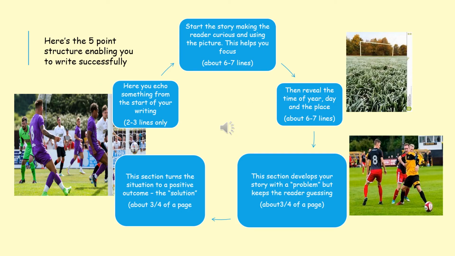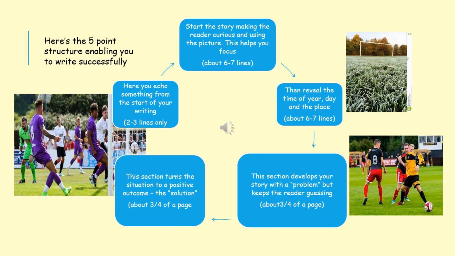Here's that 5-point structure that I've mentioned throughout the PowerPoint, set out as a flowchart. If we start at the top and move round clockwise, you will see that I've indicated the steps, plus a guide about how much you should be writing. That way you can check whether you're on track, whether you've spent too much time on one section or not enough, and so on. So let's look at the top. Start the story using the picture, which helps you to focus. In this case, we started the story in the changing room. The second step, revealing the time of year, the day, the setting, and so on, about 6 to 7 lines.